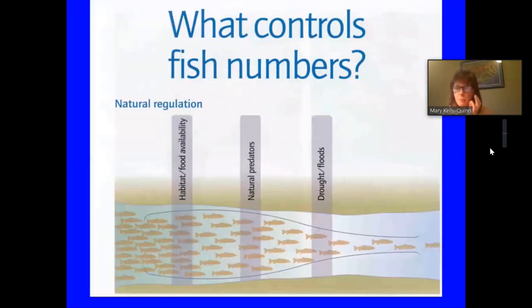You have to bear in mind that there are factors that naturally affect fish numbers, such as habitat, food availability, natural predators, and droughts and floods. So having a drought period at the beginning of the year can reduce the amount of wetted habitat available for juveniles, and we've seen that in the Y water. Or floods during the early spring period can wash out the eggs from the fish redds.